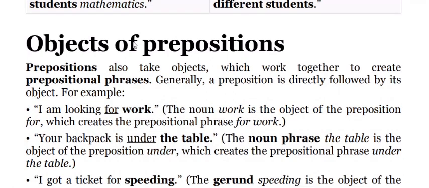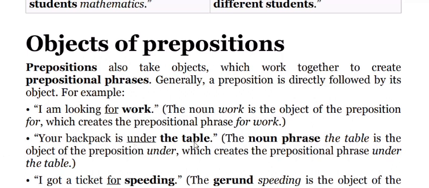Objects of prepositions. Prepositions also take objects which work together to create prepositional phrases. Generally, a preposition is directly followed by its object. For example, I am looking for work. Here, the noun work is the object of the preposition for, which creates the prepositional phrase for work. Now, if we put for, then we need something more, because for represents a continuation, so it needs an object.